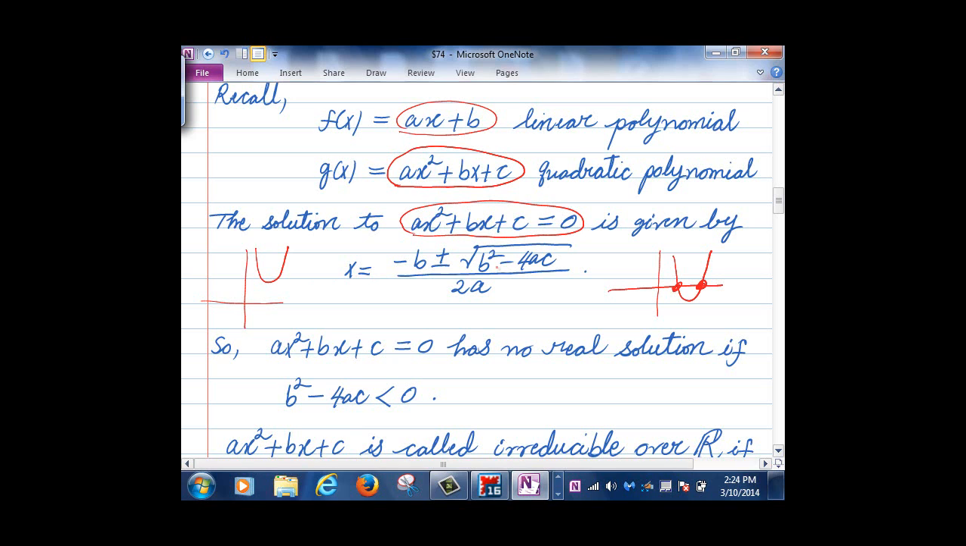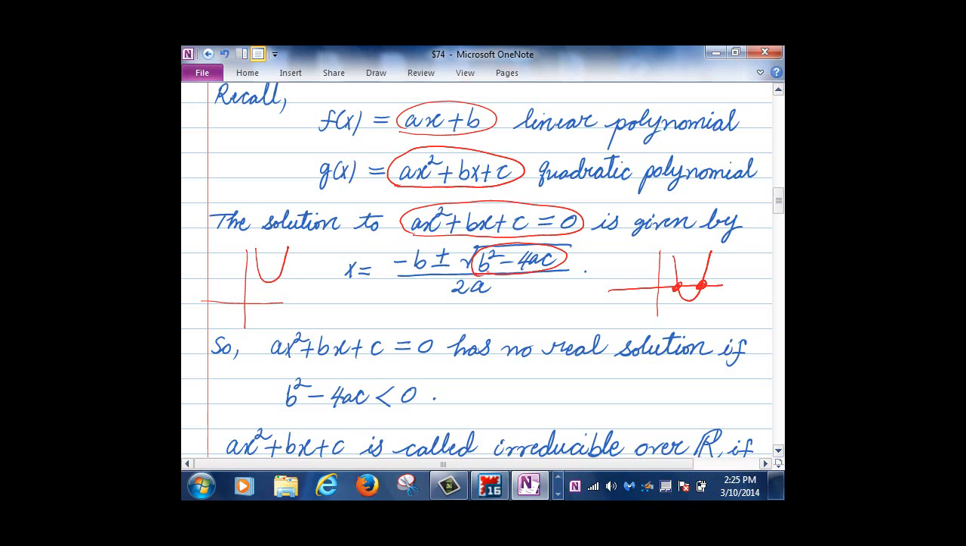Exactly, when b squared minus 4ac is negative, right? When this quantity inside the root is negative, you don't have a solution for the quadratic equation. So we have to be able to separate quadratic polynomials into two groups.